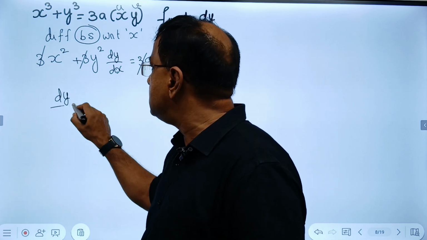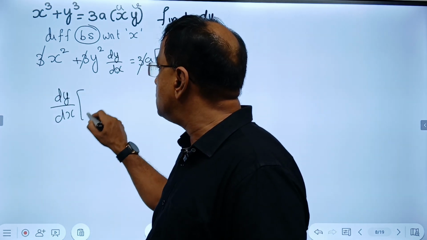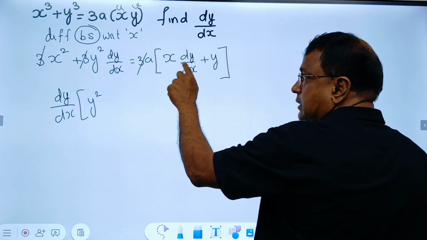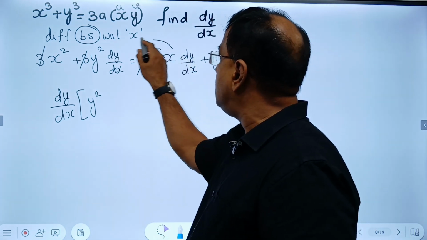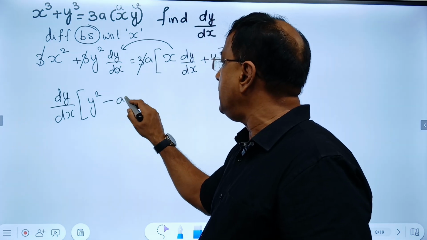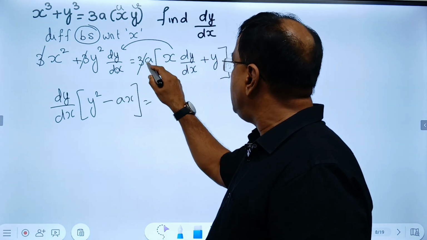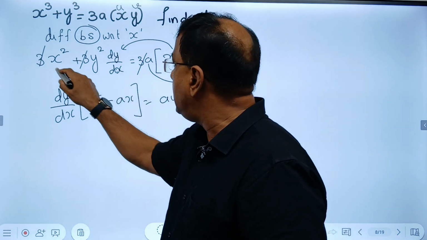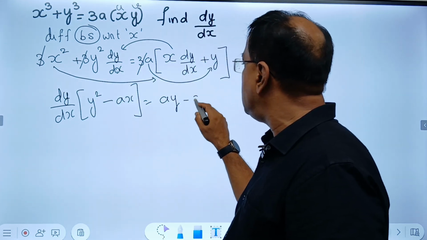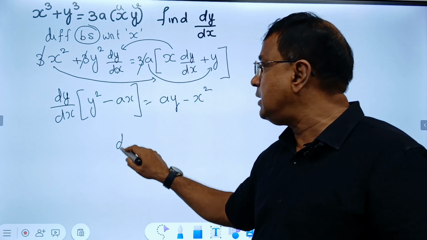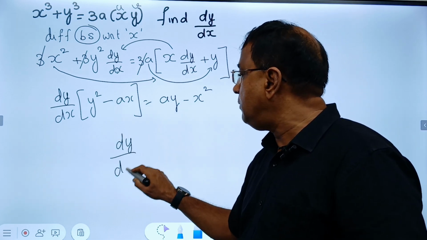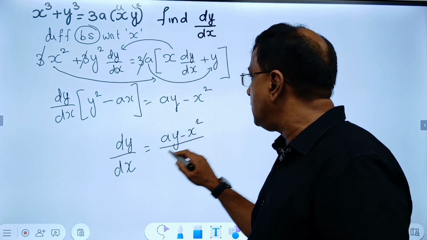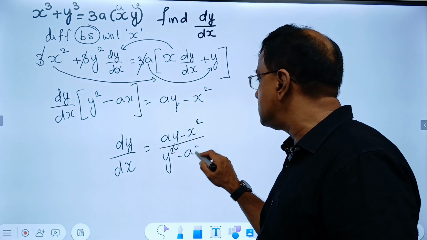So dy by dx into, this is y square. Now if you observe this carefully, this a should be multiplied inside. Don't forget that. And I take it to the other side, so it becomes minus ax. And then this a to be multiplied with this. What do you get? Ay, and take the x square that side, minus x square. So what is dy by dx? Dy by dx will be ay minus x square divided by y square minus ax.